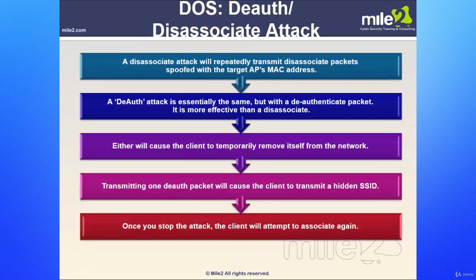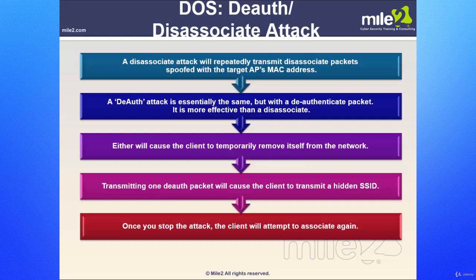We have the deauth and disassociation attack. Now these are considered to be denial of service type scenarios, because what we're doing is taking that legitimate user off the network, and then causing them to reassociate, so we can grab that data.